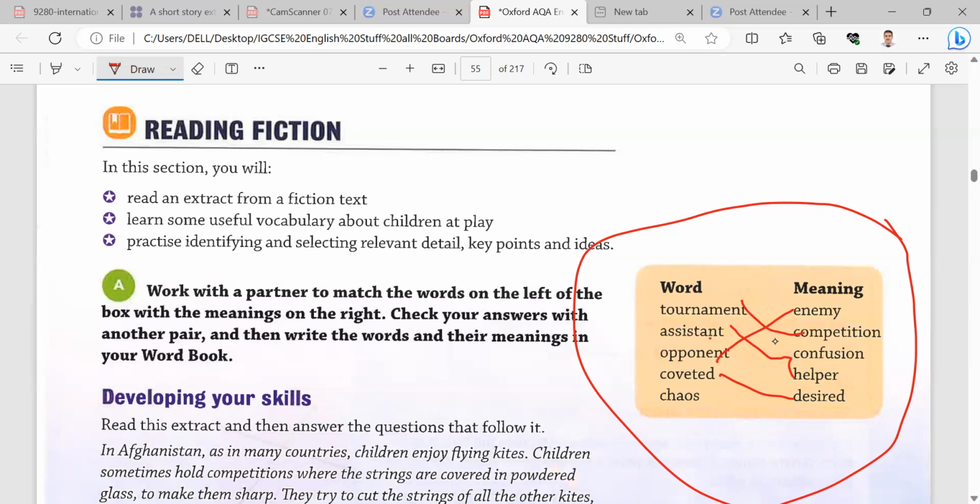Next, chaos. Confusion. Chaos means confusion, as you call it in Arabic, disorder, noise. Okay, chaos. Not organized. Okay. Please, Khalid and Akram, I need one to read the word and another one to give me a synonym for the similar meaning. Start please.